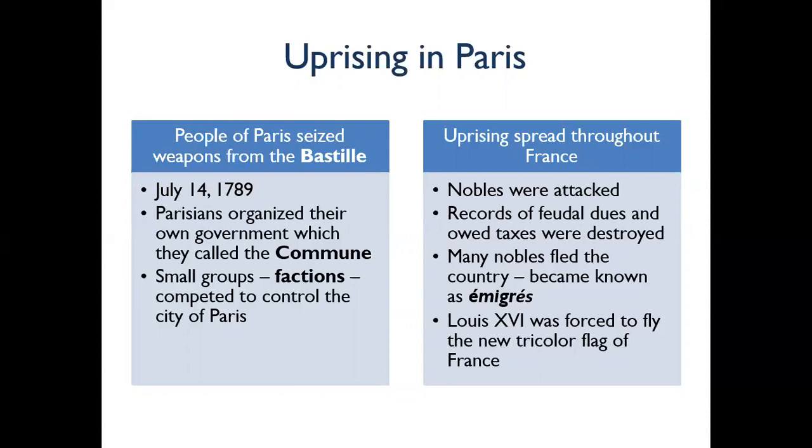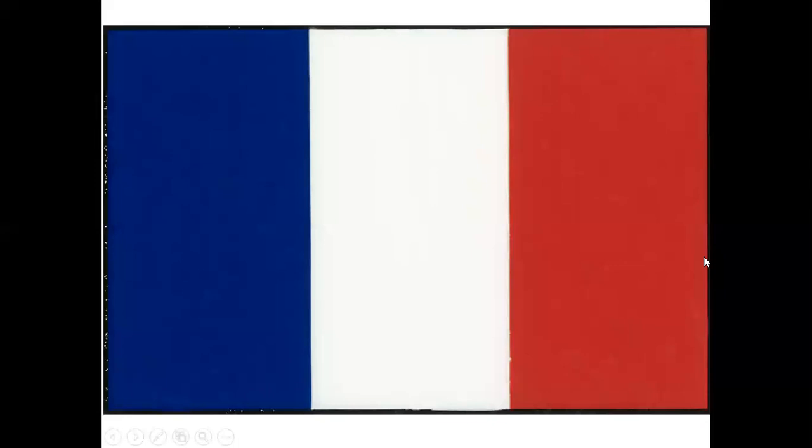Then Louis XVI was forced to fly the new tricolor flag of France. Okay, because he was forced. He had firstly said that he would be with the constitution and with the people. Then suddenly he started secret negotiations with Pushkin and others. But afterwards, when the National Assembly came to know about this, they stormed the Bastille, and then at last Louis XVI was forced to fly the new tricolor flag of France, and the flag looks like this.